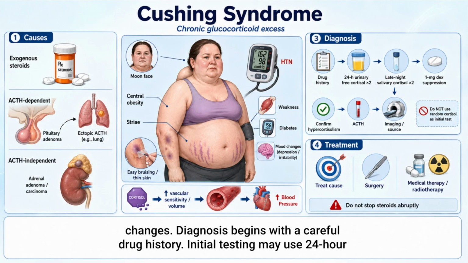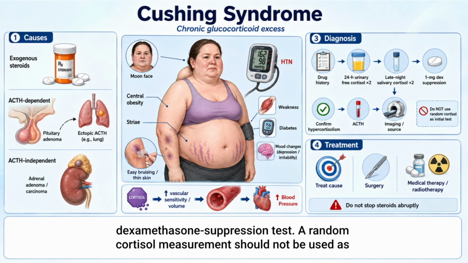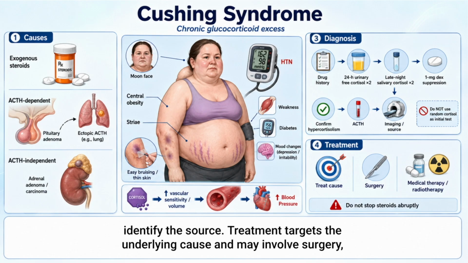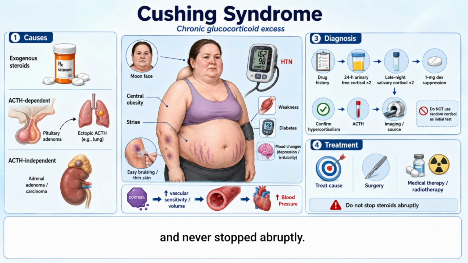Initial testing may use 24-hour urinary free cortisol, late-night salivary cortisol, or the overnight 1 mg dexamethasone suppression test. A random cortisol measurement should not be used as the initial test. Once cortisol excess is confirmed, ACTH testing and imaging help identify the source. Treatment targets the underlying cause and may involve surgery, medication, or radiotherapy. Long-term steroid treatment must be tapered gradually and never stopped abruptly.